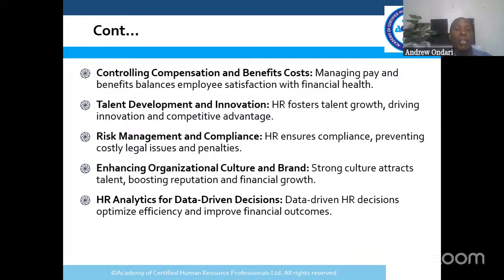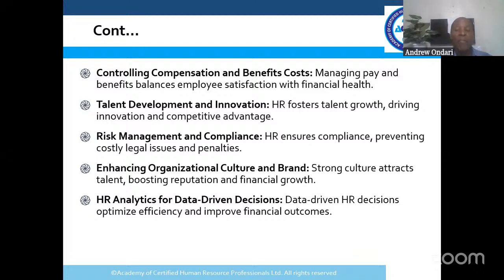And then the second last thing is the organizational culture and brand. For culture, we said that a good culture is the one that promotes strong values. Values like innovation, values like professionalism, and values like honesty and integrity.